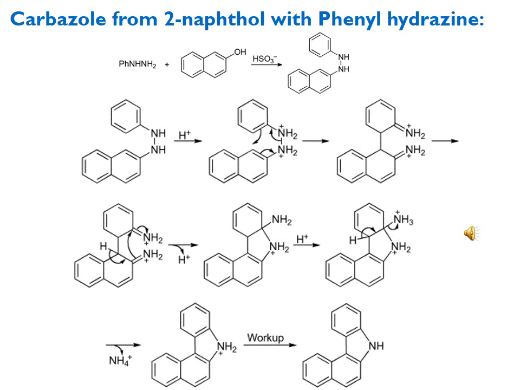In the next step, in this 5-membered ring moiety in which the NH2 group is bearing a positive charge, the proton is also abstracted during workup by the use of a base, and we get the final product of carbazole. So this is the overall mechanism for the formation of carbazole from naphthol and phenylhydrazine.